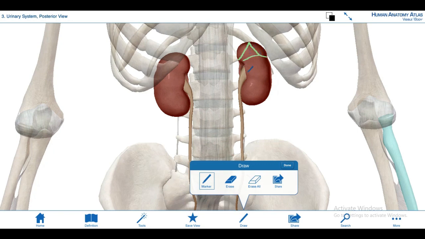We all know that the tail of the pancreas goes towards the hilum of the spleen. So this area is for the pancreas, and this region is for the jejunum, and we know that the left colic flexure is higher in position, so this area is for the colon.